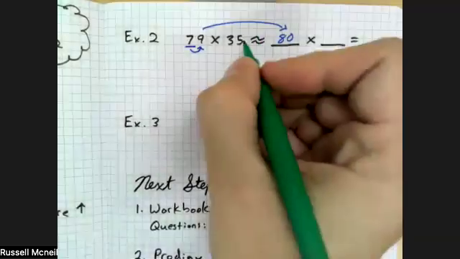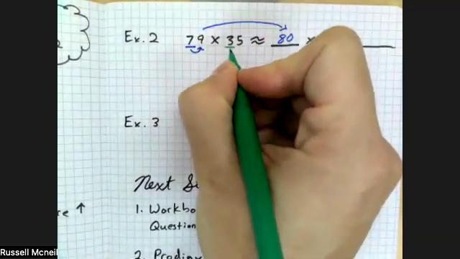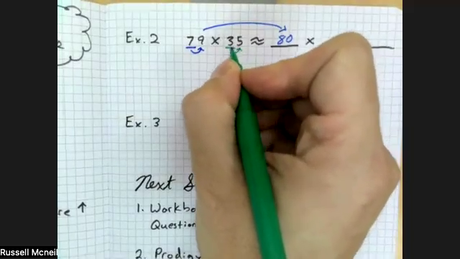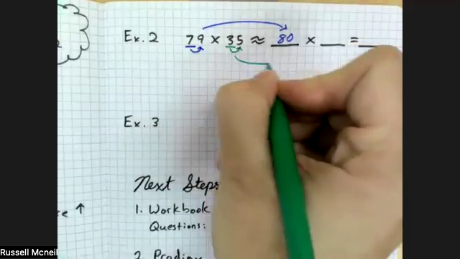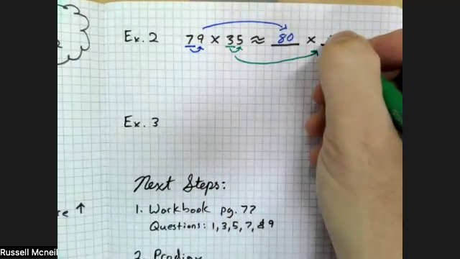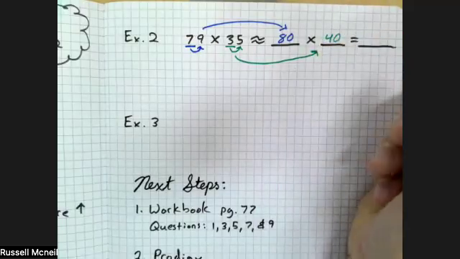Looking at that 35. Underline my 3. I'm looking next door to my right. Is it 5 or more? It is 5 or more. So we're going to round both of these up. So both get rounded up. Nothing is letting it rest or nothing is staying. So we're going to round this to 40.